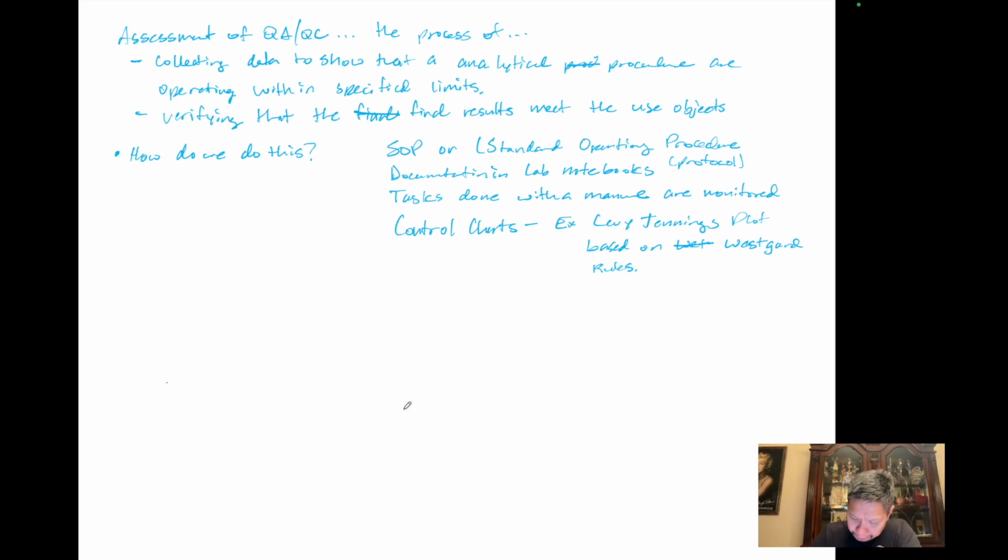Okay, so let me draw you an example of a Levey-Jennings plot. This one was based on a urinalysis, right? So it's kind of important to get some straight lines going on here.